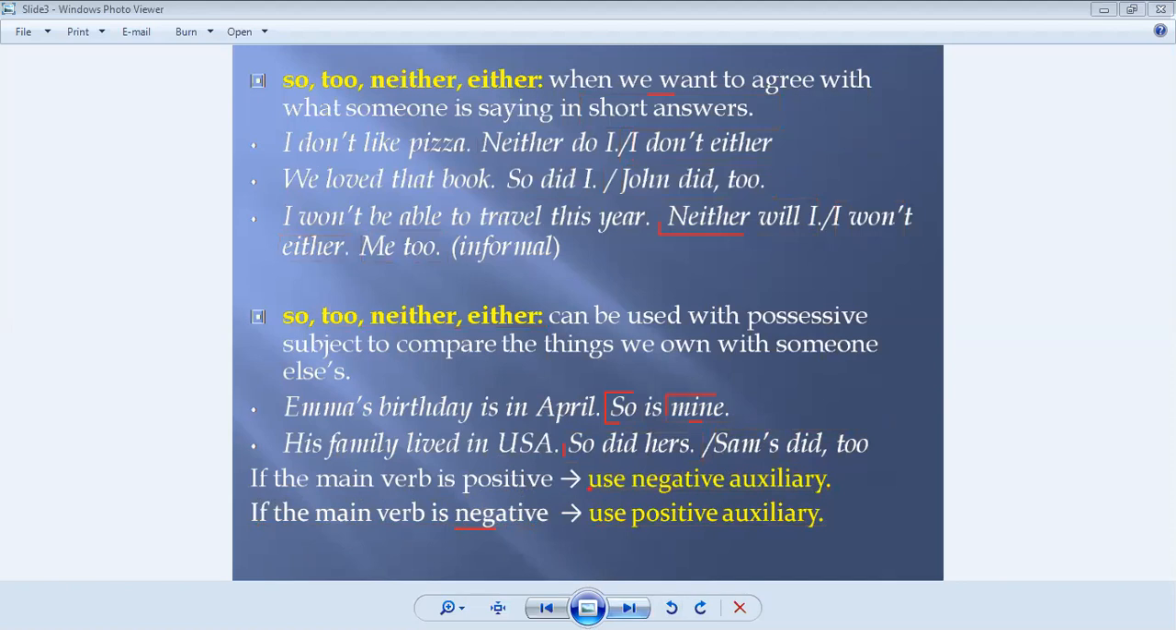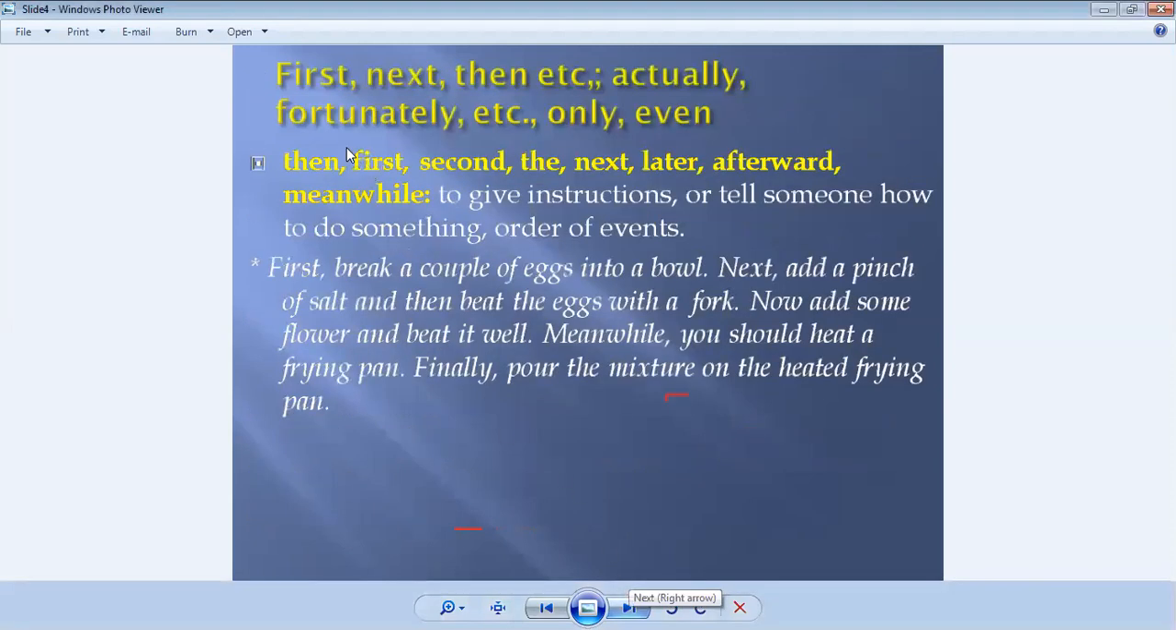Now here: first, next, then, actually, fortunately, only, even. Those are also adverbs. They also work as connecting adverbs to join two meanings together. So have a look at this one here: then, first, second, next, later, afterward, meanwhile, to give information, to give instruction. Why do you think it's instruction? Ravda, why do you think we use it for instruction?